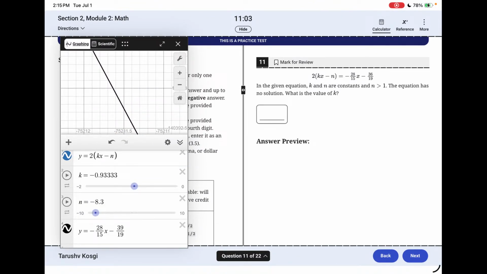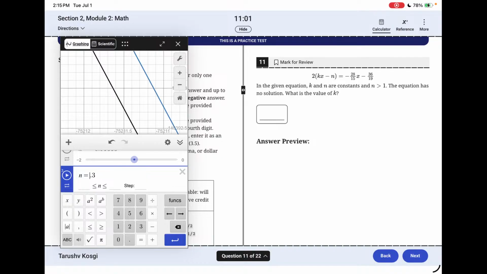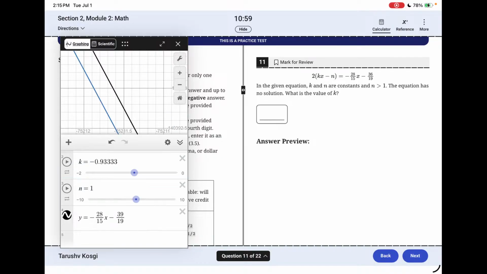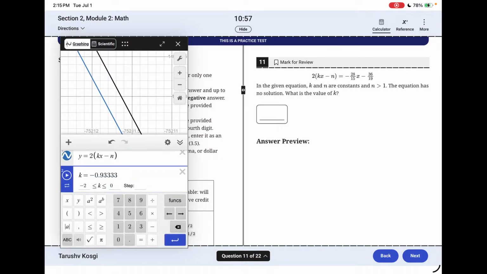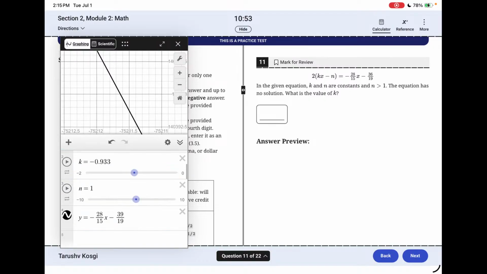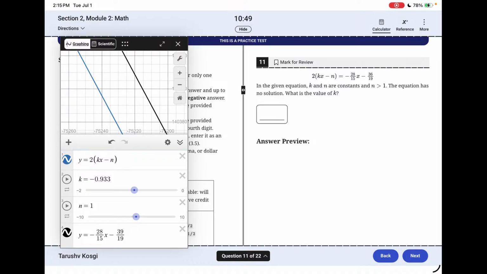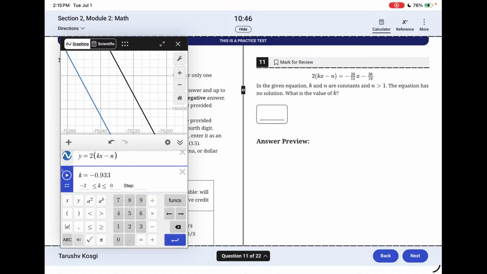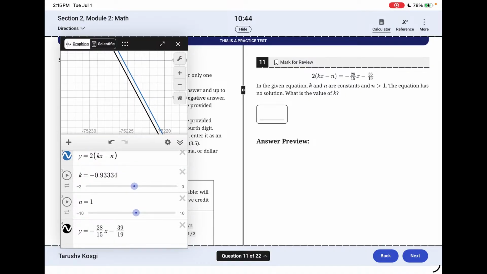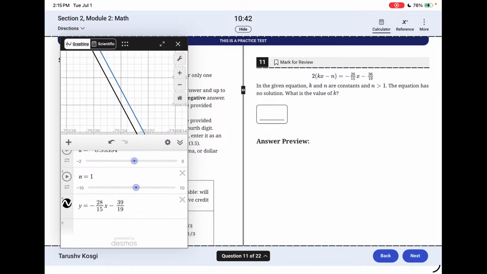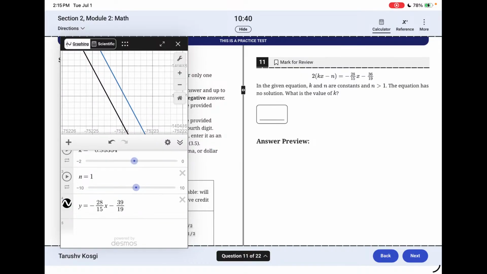There's definitely a better way to do this, but I haven't learned it yet. So, okay, what happened? Okay, so that's what we're working with right now.